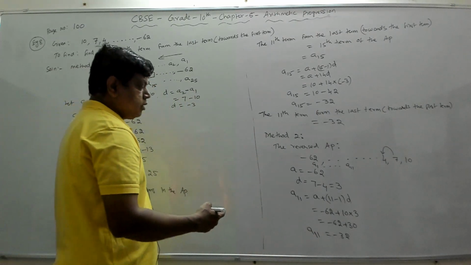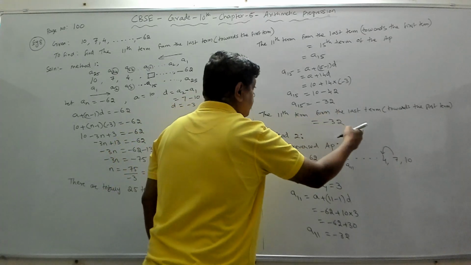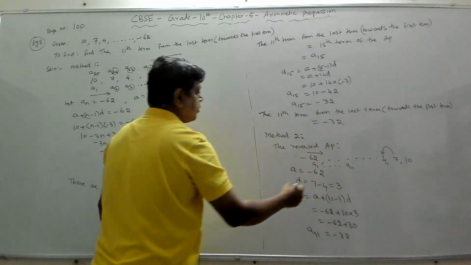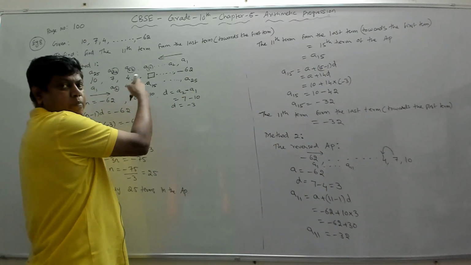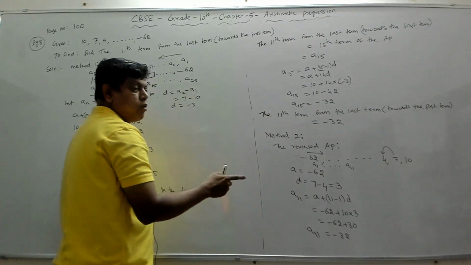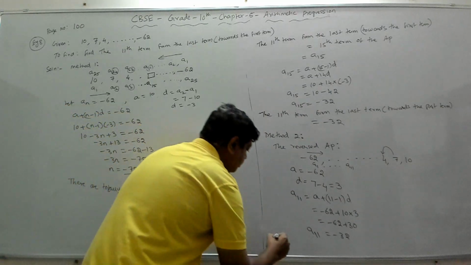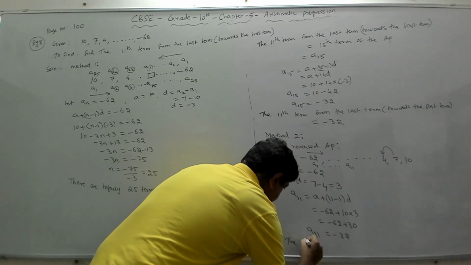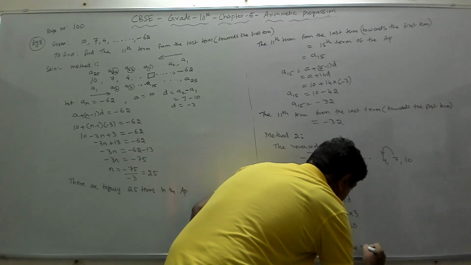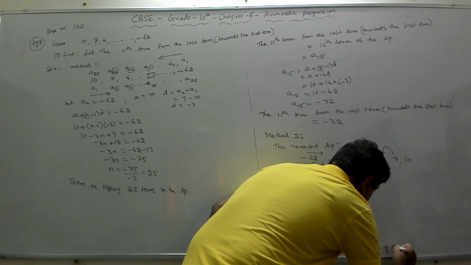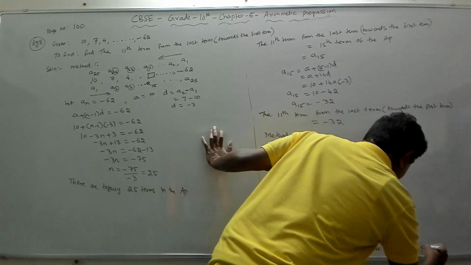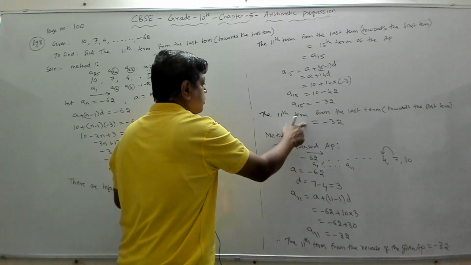So the 11th term from the last term of this AP is the 11th term of the reversed AP. For the reversed AP, it is the normal direction, so we can use the formula An equals A plus n minus 1 into D. Therefore, the 11th term from the reverse of the given AP is equal to minus 32, and with both methods we got the same answer.